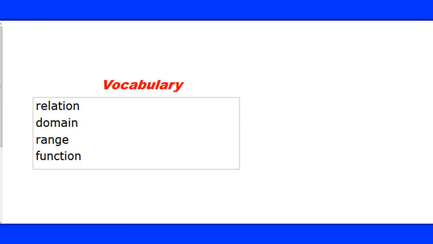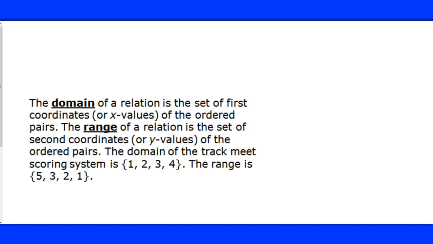Okay, let's go on. Here are some words that you need to know: relation, domain, range, and function. Please make sure that you pick the meanings of those up as we go along. The domain is the x values. It's the first coordinate. We call them the domain. A lot of times we call them the input, but domain, when they ask you for the domain, they're talking about the x values in a relation. The range is the y values.